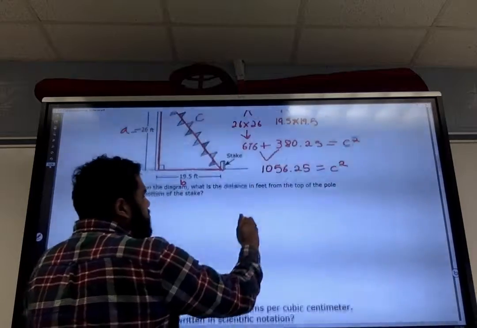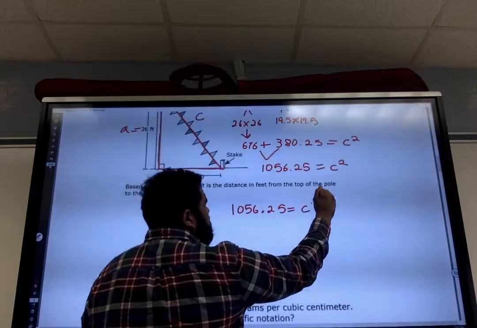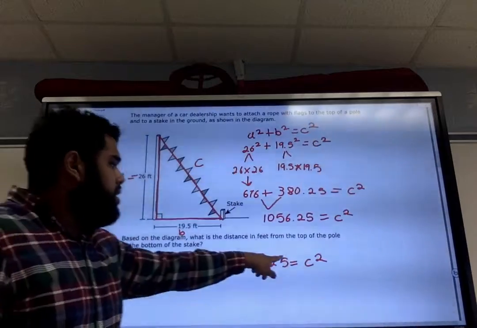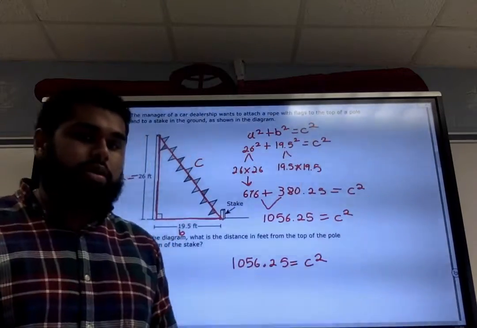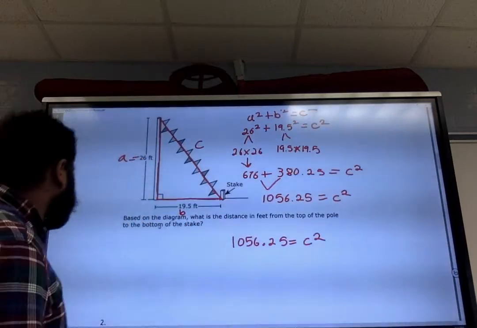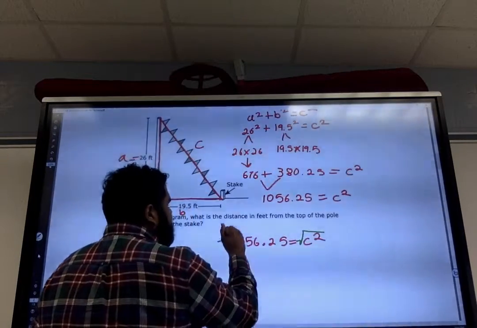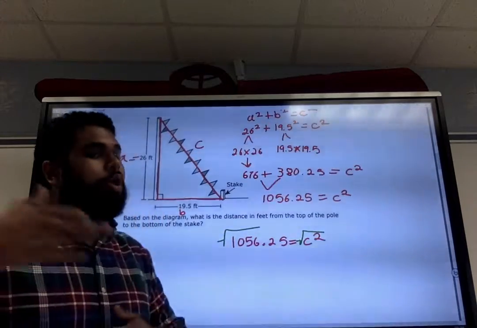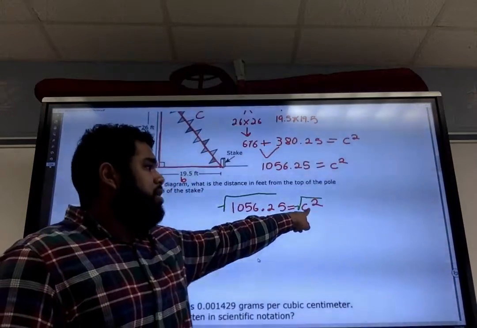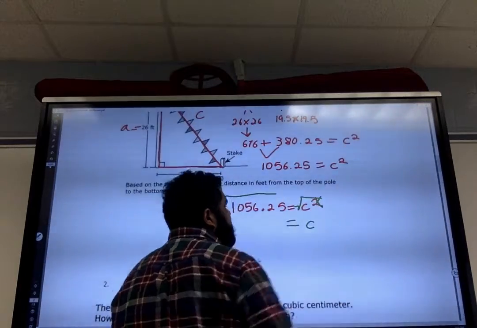So here's where I'm at right now. I'm going to write it over here. 1,056.25 equals C squared. But again, I'm trying to find C by itself. But over here, I found out what equals C squared. I want to get rid of the squared part. So, to get rid of the squared part, what you're going to need to do is find the square root of both sides of the equation. Okay, what we do to one side of the equation, you always have to do to the other. So, the square root of anything that is being squared already, it just cancels it out. So this gets canceled out, and I'm left with C.